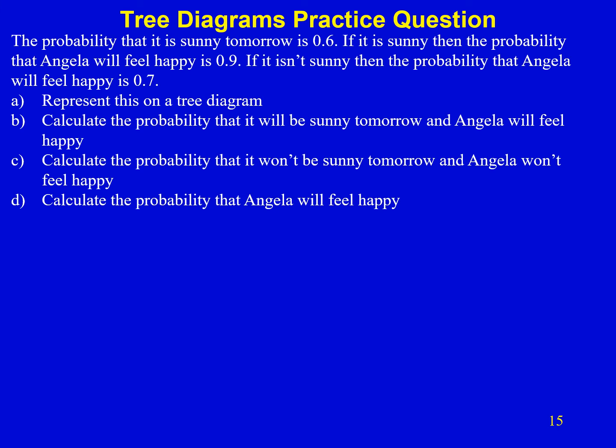Have a go at this practice question. The probability it's sunny tomorrow is 0.6. If it's sunny, then the probability that Angela will feel happy is 0.9. If it isn't sunny, then the probability that Angela will feel happy is 0.7. That's the scenario. Have a go at answering these questions.